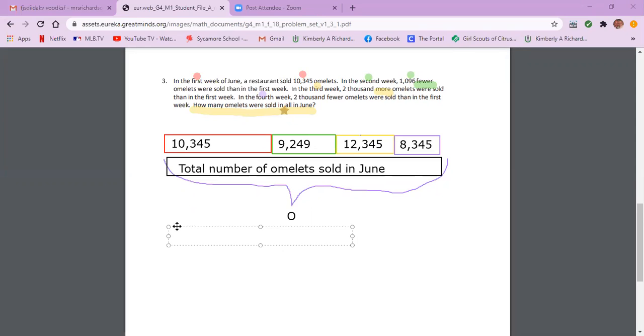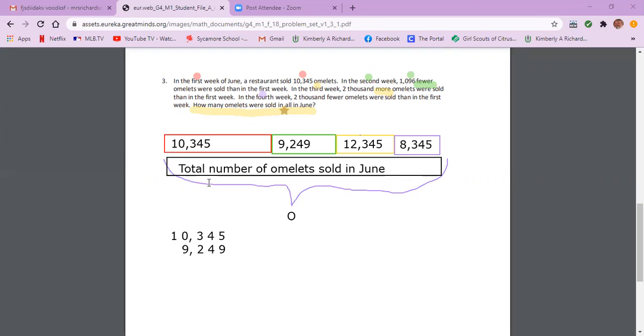There are different ways we can do this. I am going to choose to add 2 numbers together and then add a 3rd number and then the 4th number. But you can do it any way that is good for you. Some kids can add 4 numbers together, but I prefer this. This is my personal preference. So I'm going to add 10,345 to the 2nd week, which is 9,249. That's my first step.